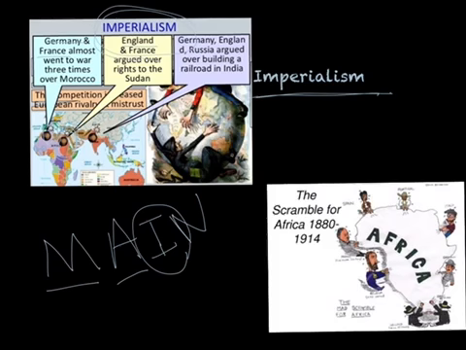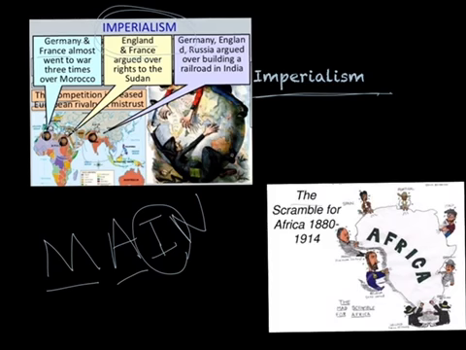Then we have Germany, England, Russia, all arguing about building a railroad in India. And if you see in this cartoon, it's shown as little bombs. And that's because these are little bombs that are going to lead to the big World War I. And if we look over here, I think this is a political cartoon that really shows what was going on at this time.